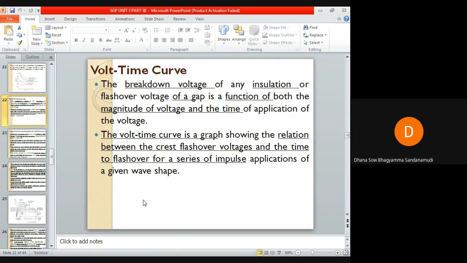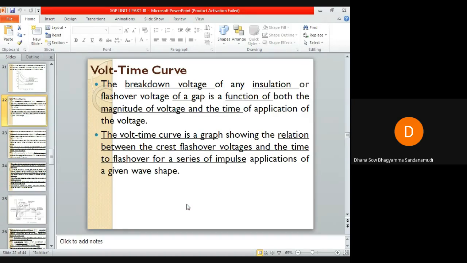Or if any protective device is connected to the equipment, such as a lightning arrestor, the lightning arrestor will have surge gaps, and if overvoltage occurs, then that overvoltage may cause flashover at the gap. The voltage across the gap during overvoltage we call the flashover voltage. The breakdown voltage of any insulation or flashover voltage of a gap is a function of both the magnitude of the voltage and the time of application of that particular voltage.